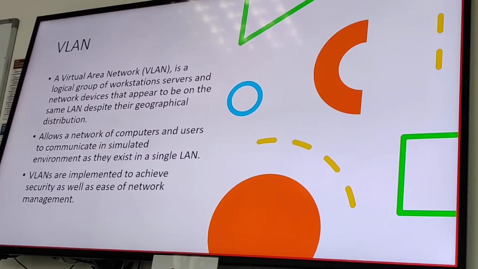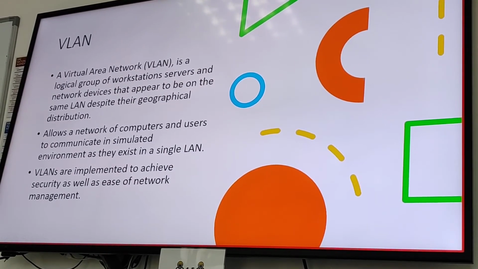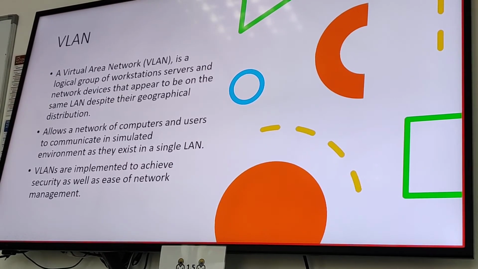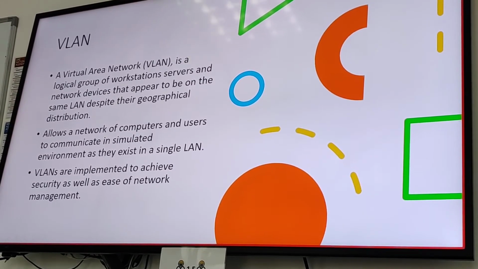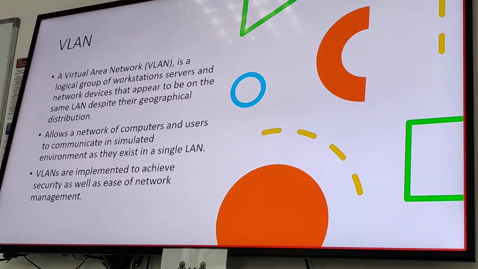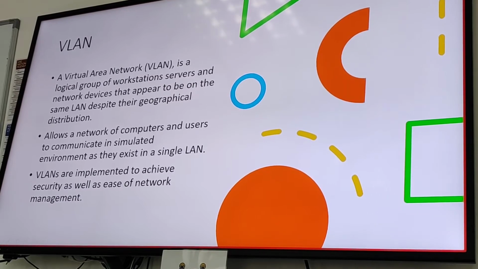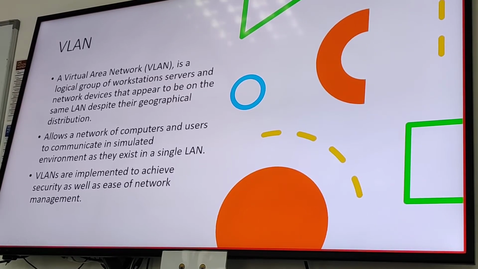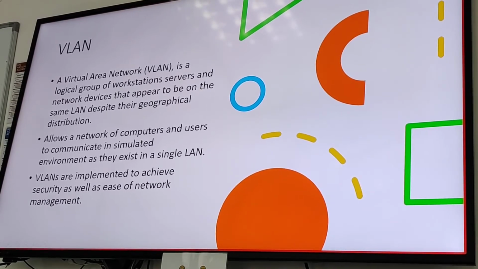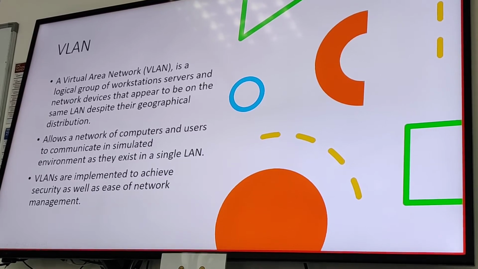A virtual area network is a logical group of workstation servers and network devices that appear to be on the same local area network despite their geographical location or distribution. This allows a network of computers and users to communicate in a simulated environment as if they were in a LAN. VLANs are implemented to achieve security as well as ease of network management.